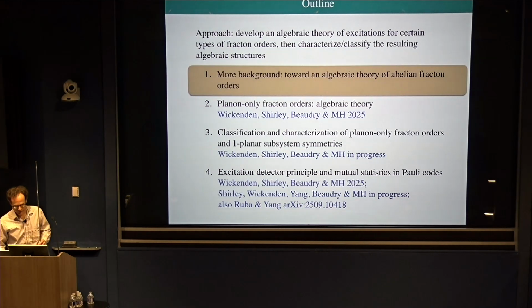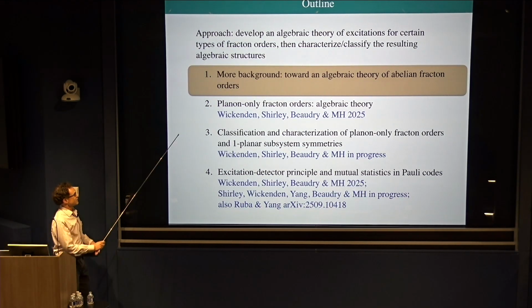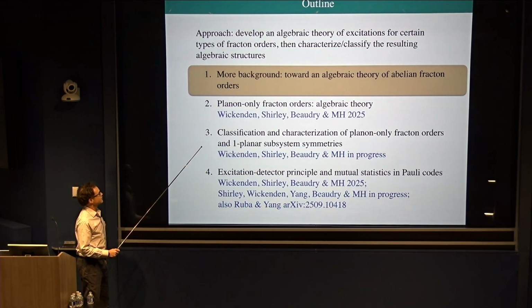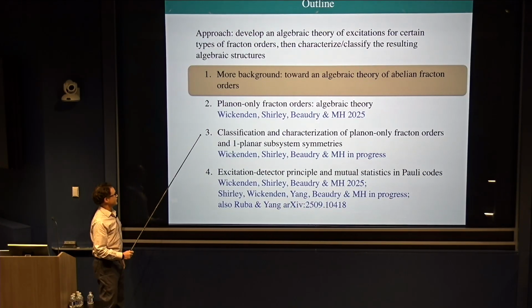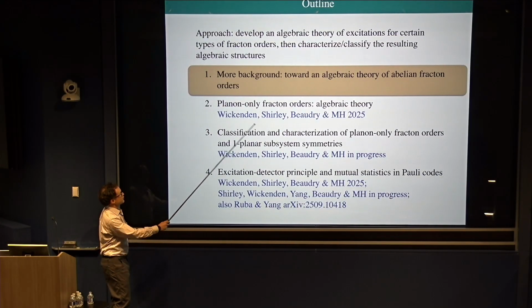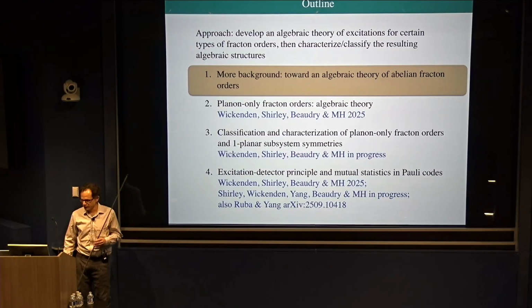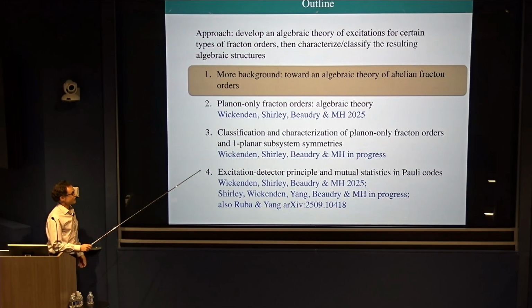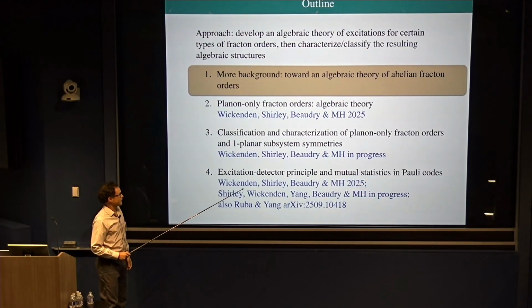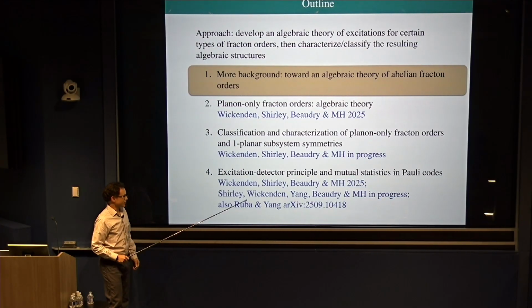Okay, so what I'll start with is a little bit more background on what we're trying to do. I'll explain that more, say something about what we know the form of this algebraic theory should look like. Then I'll move on to a simpler subset of Fracton orders where all the excitations are planons. And then I'll tell you about some results classifying and characterizing those, as well as some related subsystem symmetries.